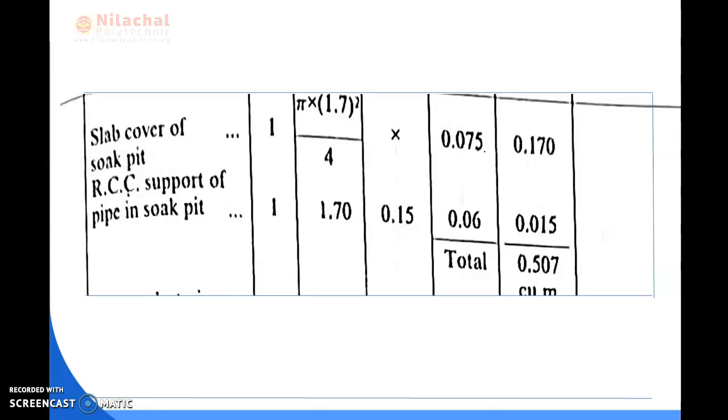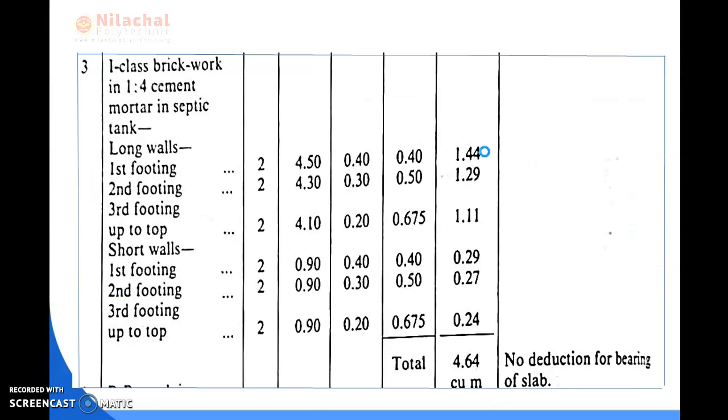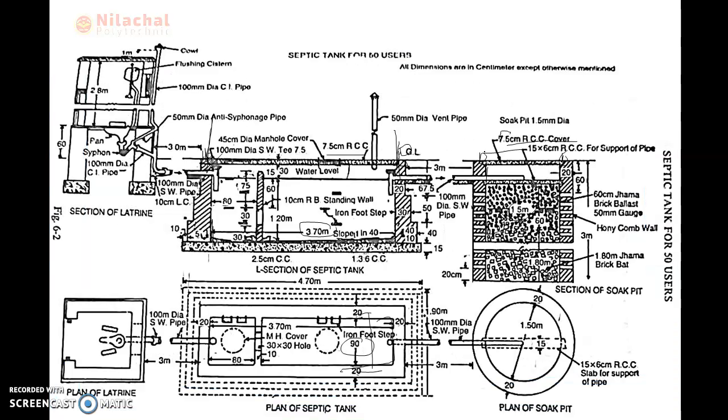Then we are going through the RCC support of pipe in soak pit. Okay, what is the RCC support of pipe in soak pit? So you need to check here. In case of our soak pit, where is the RCC support pipe provided? So here one number of RCC support pipe is provided, which is 15 into 6 centimeter RCC for support of pipe. So here the size is also given, which is 15 into 6.